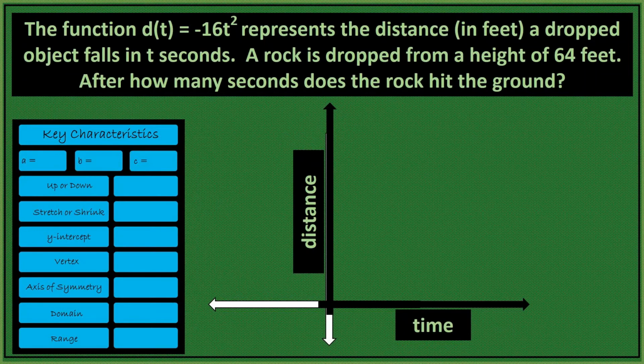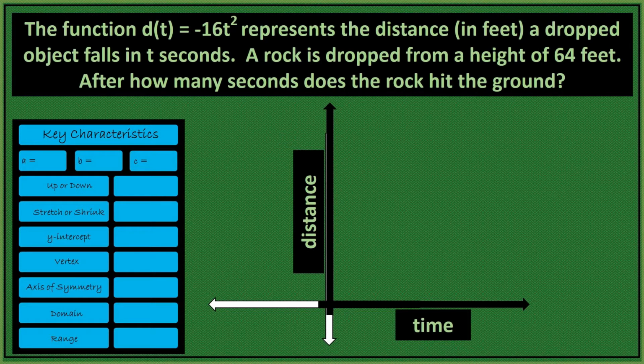On this problem, we have the function d of t equals negative 16t squared, and they tell us that represents the distance in feet a dropped object falls in t seconds. A rock is dropped from a height of 64 feet. After how many seconds does the rock hit the ground?